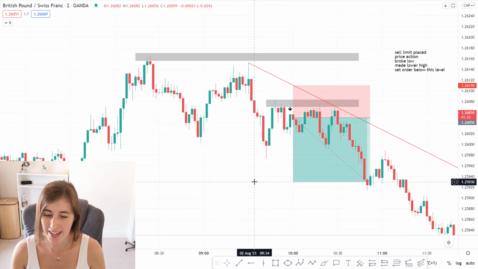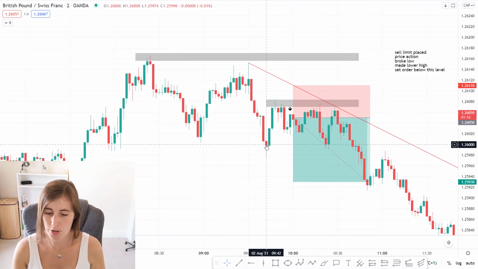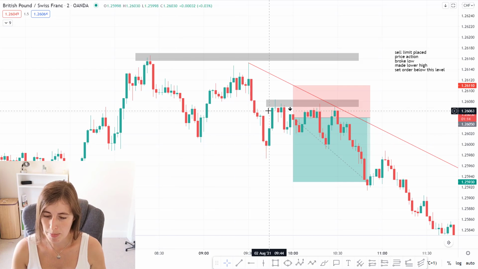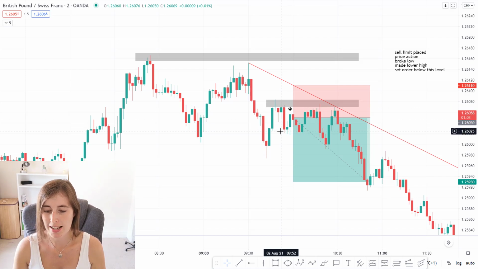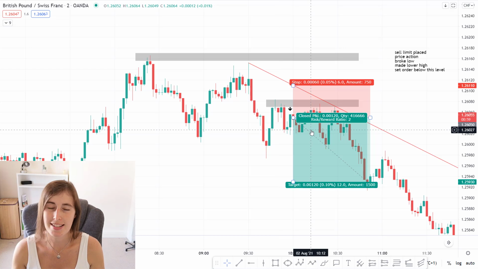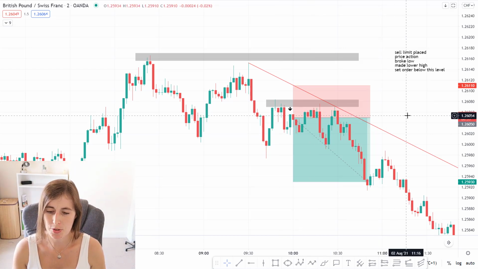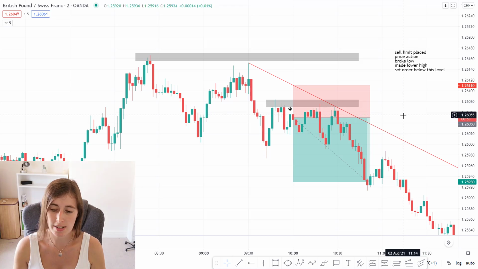And zooming in a little bit here, I drew this area of resistance because after breaking this low, we'd had a push up and then we had a really nice wick rejection here. And price action was consolidating underneath this area, struggling to break that level. Once we had this big bearish candle coming down, bringing momentum to the downside, I decided to set a sell limit order at this level, looking for some sort of retest up towards this resistance.